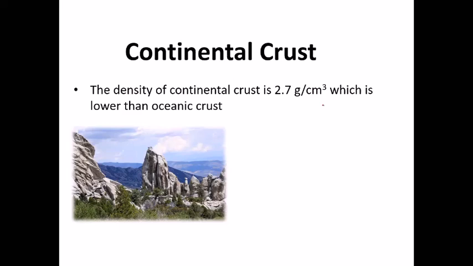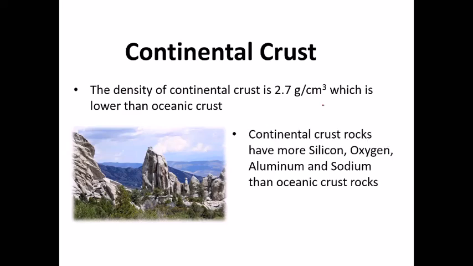You might be looking at it and thinking, well, what does it matter? 2.7 grams per cubic centimeter versus 3 grams per cubic centimeter. What does that matter? That's no small beans to me. But actually, your whole life depends upon the fact that continental crust has a less density than ocean crust. And I'll explain that a little bit more later. But you do need to know this at this point right now. Continental crust is less dense than ocean crust.